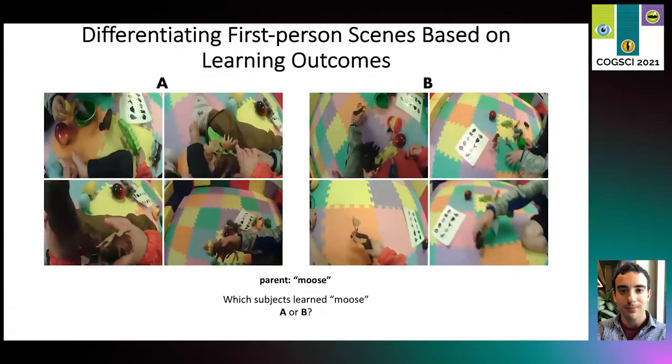Here we can see examples of infant head camera frames taken from multiple different infants at the moment when their caregiver uttered the word moose. One group of frames, either A or B, is from infants who ultimately learned the object name by the end of the free play session, and the other is from infants who did not learn the name. Can you tell which group of infants learned moose by the end of the session? I'll give you a second to consider this.